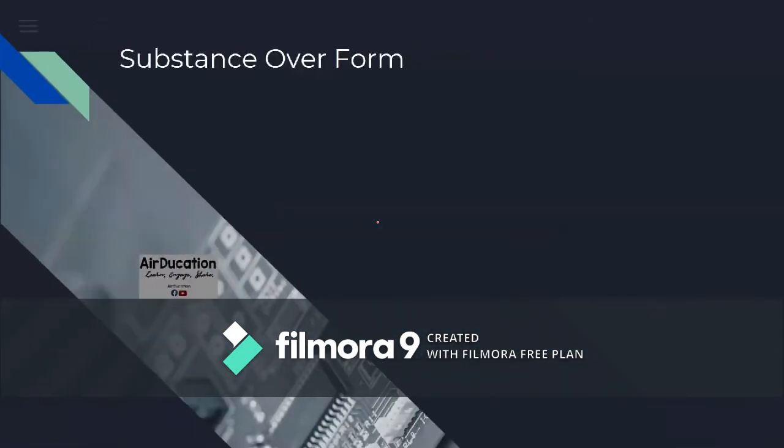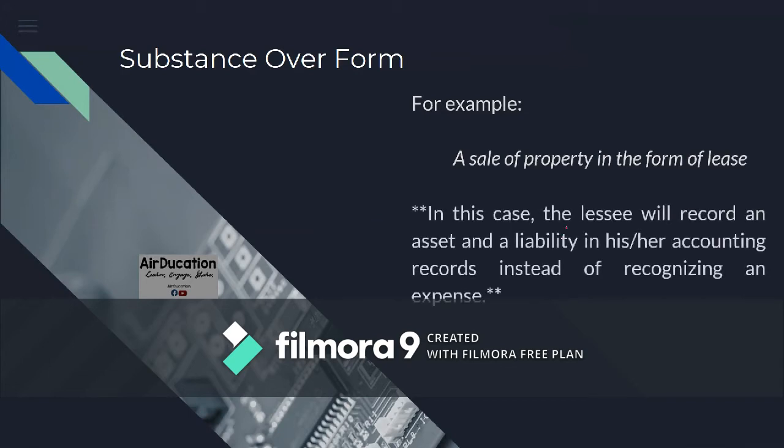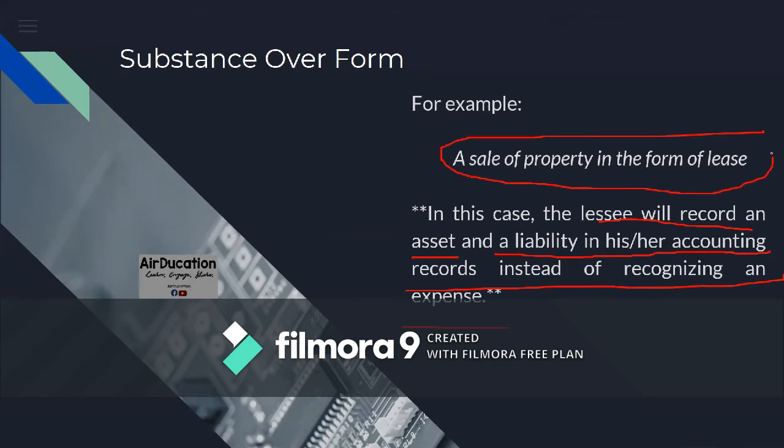For example, the best example for this concept or principle is the sale of property in the form of a lease. In this case, the lessee will record an asset and a liability in his or her accounting records instead of recording an expense. Since this is a sale of property in the form of a lease, you are paying monthly dues as lease. But later, when you have paid all the lease that was agreed between the parties, the property will now be turned over to you as your asset.